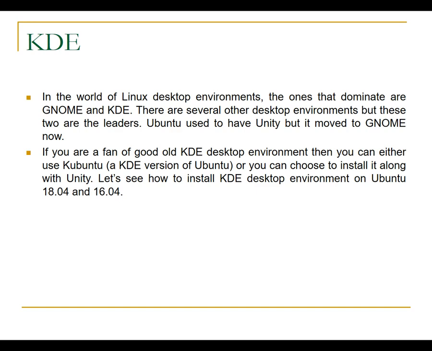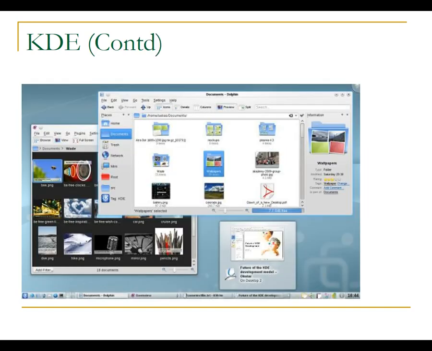These are several other desktop environments which are provided as an option alongside GNOME. If you are a fan of the KDE desktop environment, then we can go for Kubuntu, or you can install it along with the utility as a desktop environment on Ubuntu. That means practically in this subject we are using Ubuntu as an operating system, a Linux-like operating system. So the desktop environment which we can see is KDE.